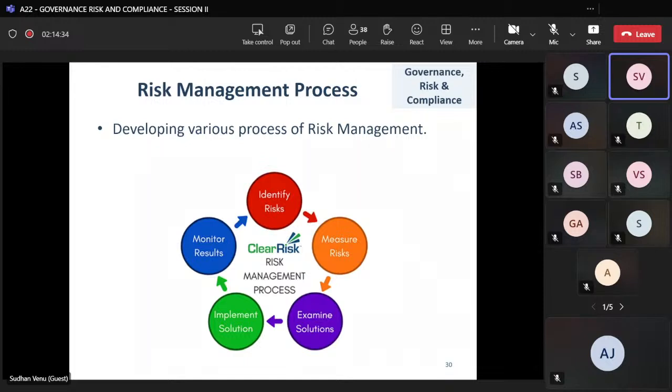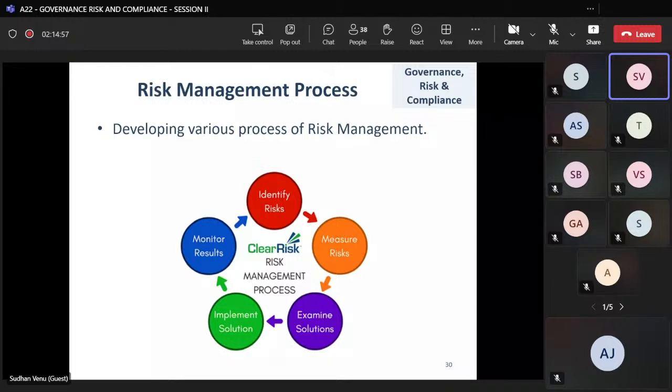And the next one is for the risk management. In this paper, we are talking about the governance, risk, and compliances. So in the previous session, we all talked about the governance things, and this is the one we are going to work with for the risk management. In this risk management process, we are going to see how we are going to develop various processes in terms of risk management.